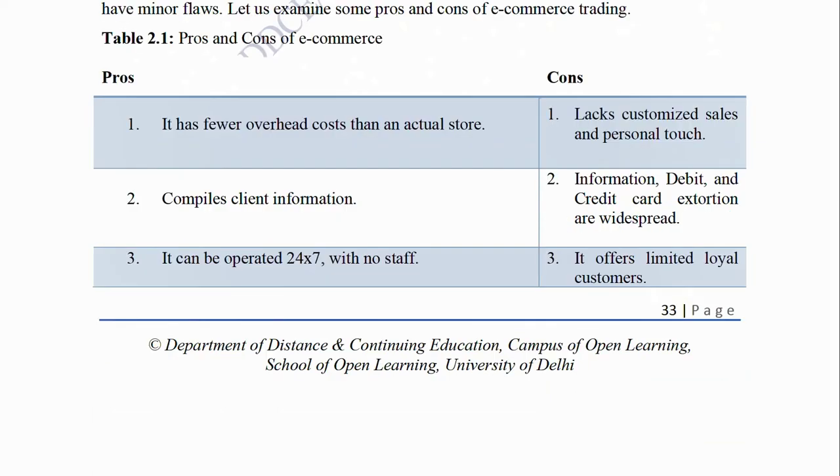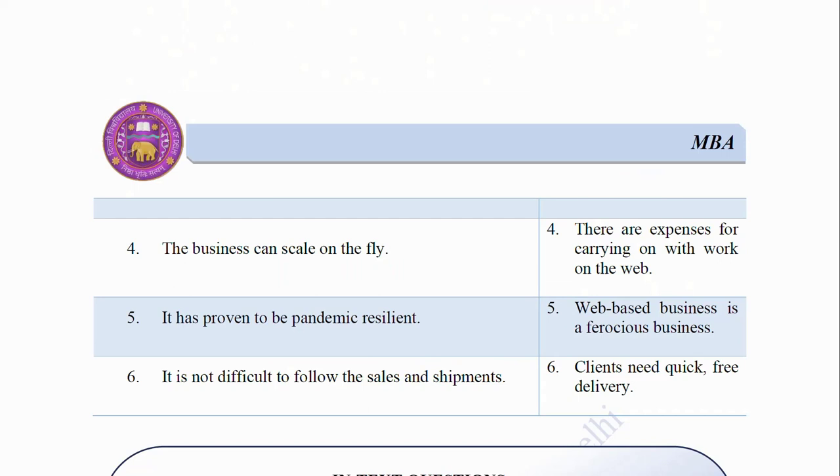Whereas cons are, point number one, lacks customized sales and personal touch. Point number two, information, debit and credit card extortion are widespread. Point number three, it offers limited loyal customers. Point number four, there are expenses for carrying on with work on the web. Point number five, web-based business is a ferocious business. Point number six, clients need quick free delivery.